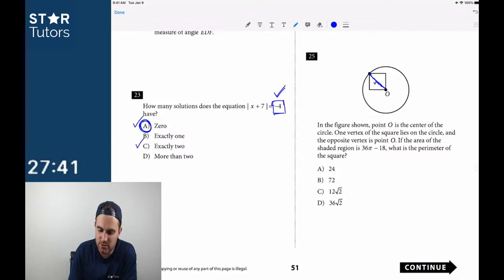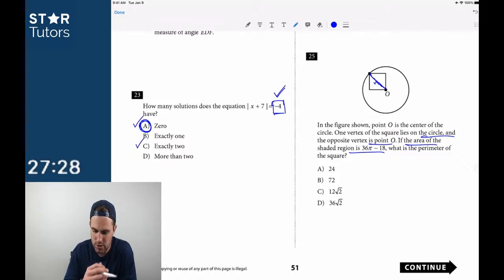One vertex of the square lies on the circle, and the opposite vertex is point O. The area of the shaded region. Did we miss the, what is it? I think that means, I don't know what the shaded region is here. It's not shaded because of my digital copy here.